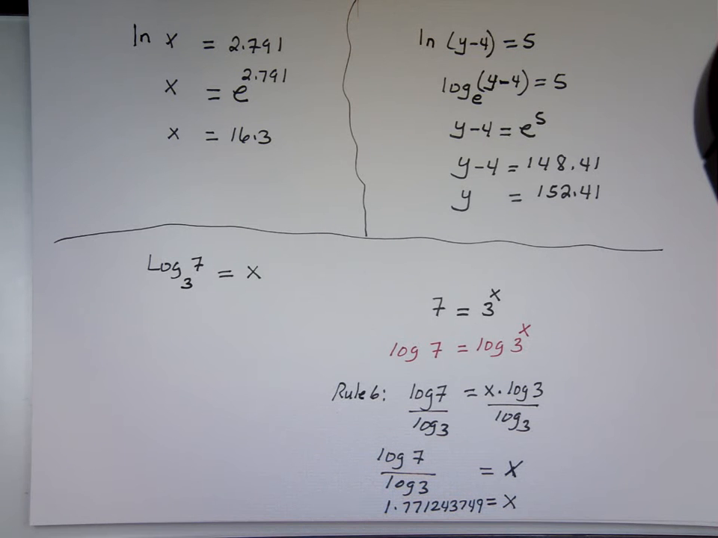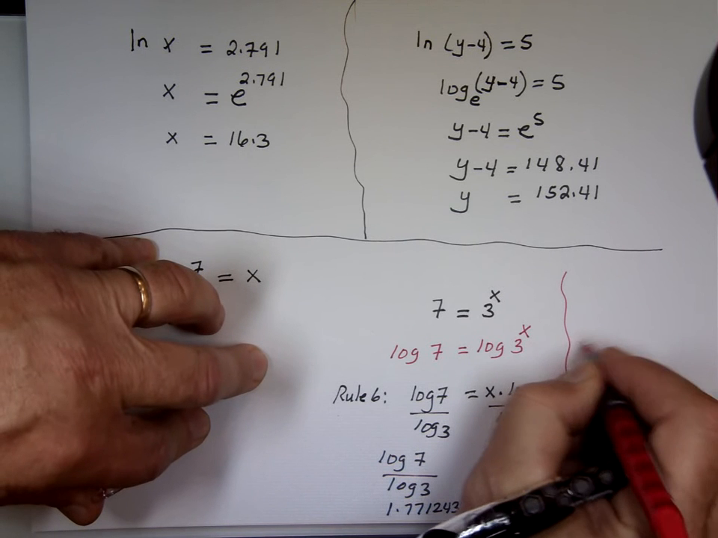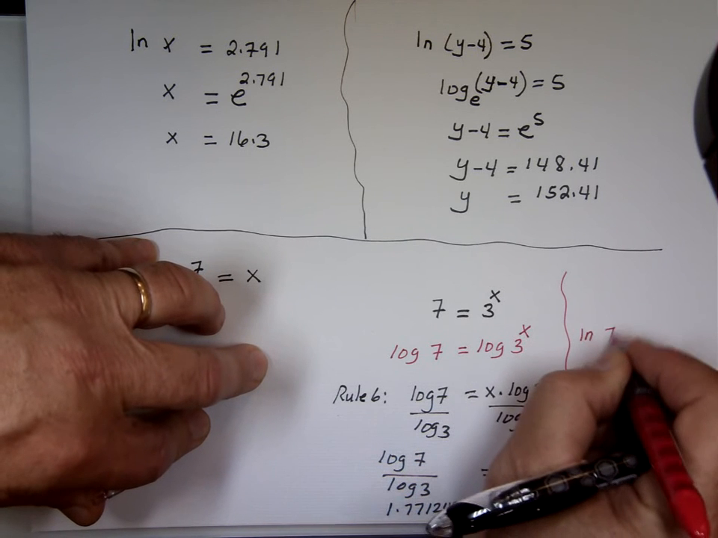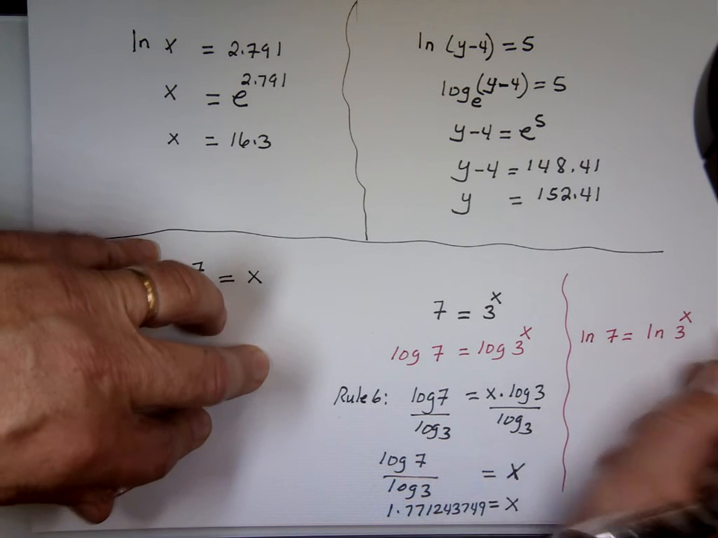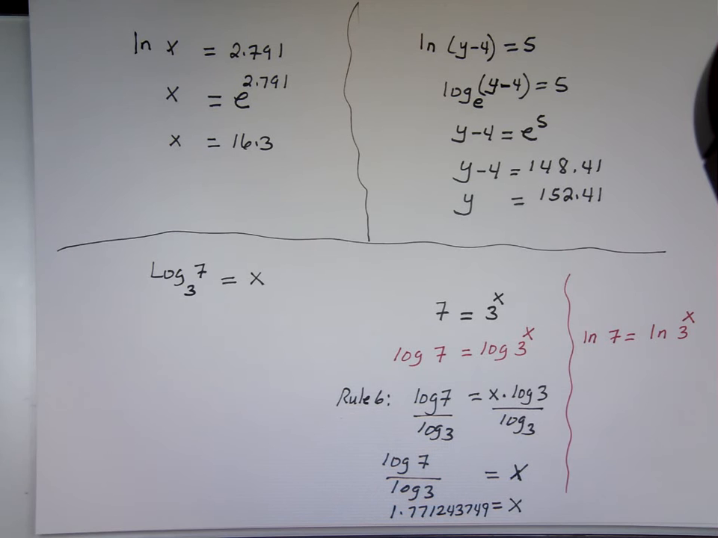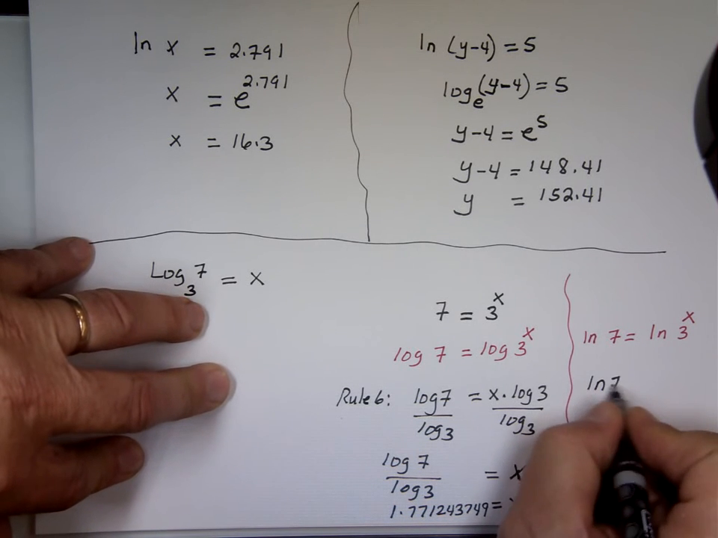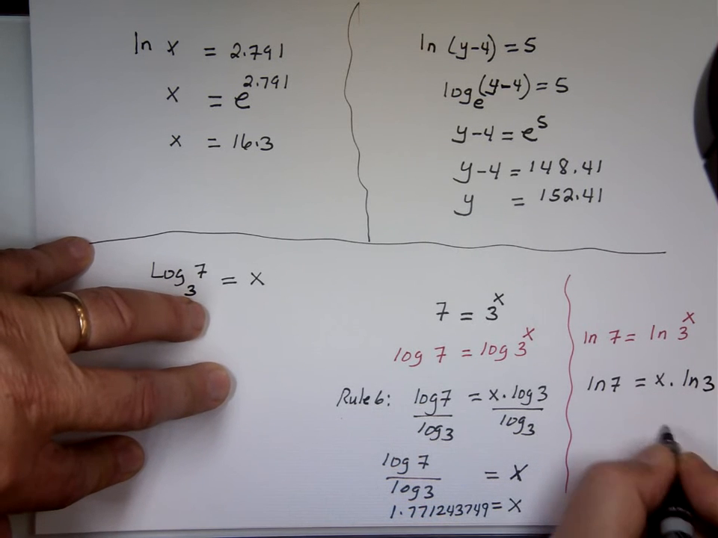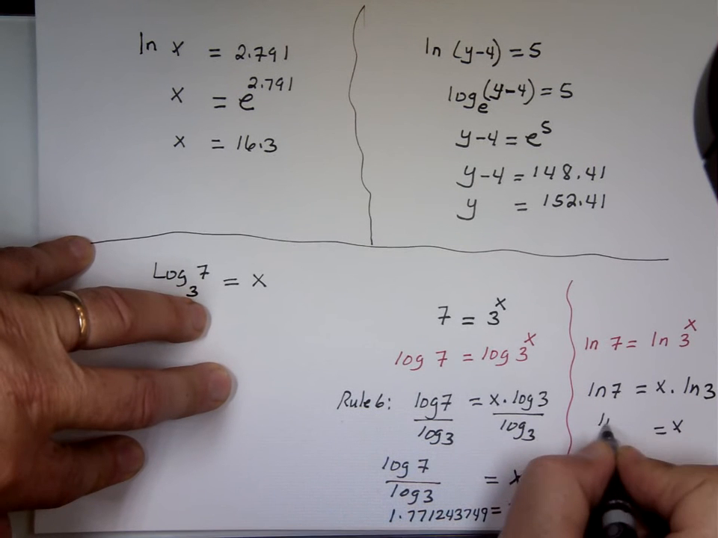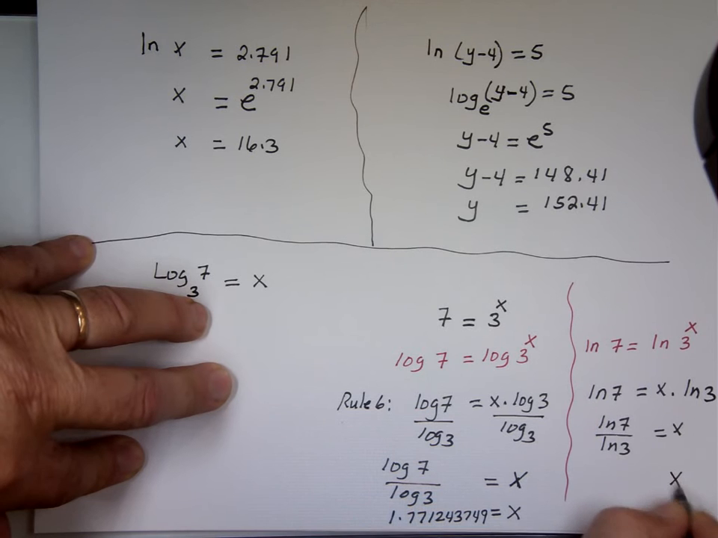And by the way, you say, why'd you use the log? Why don't you use the natural log? Well, go ahead. Take the natural log of both sides. You'll have the natural log of 7 equals what? The natural log of 3 to the x. And still use rule number 6 here. It says the natural log of 7 equals x times the natural log of 3, or x equals the natural log of 7 over the natural log of 3. I bet you if I do that, I'll end up with the same answer.